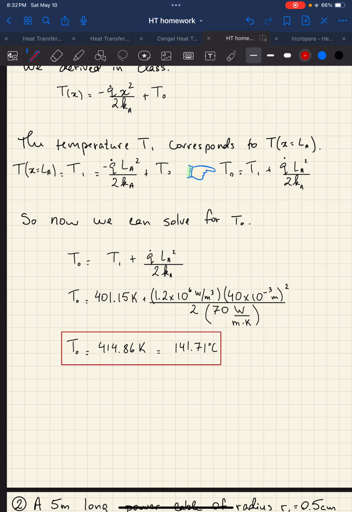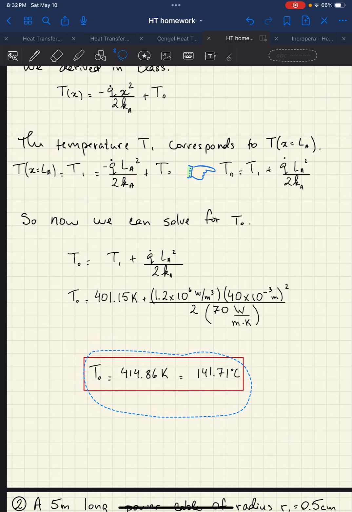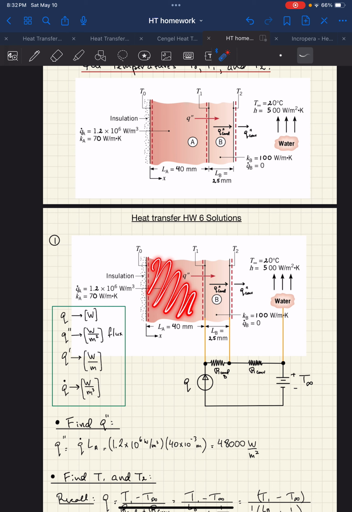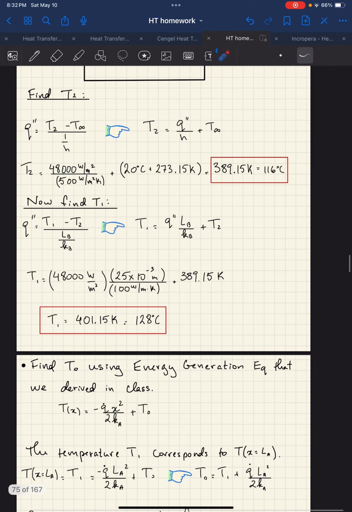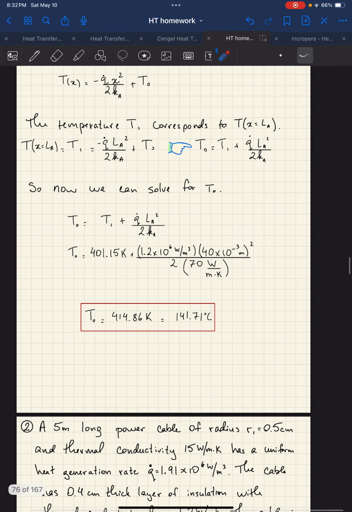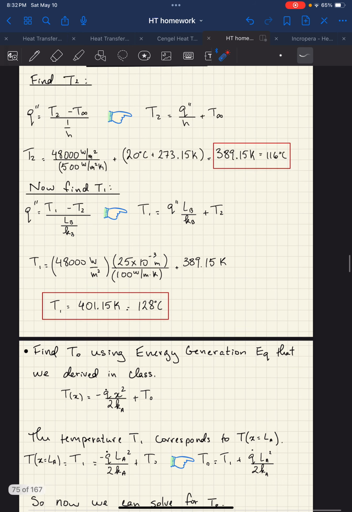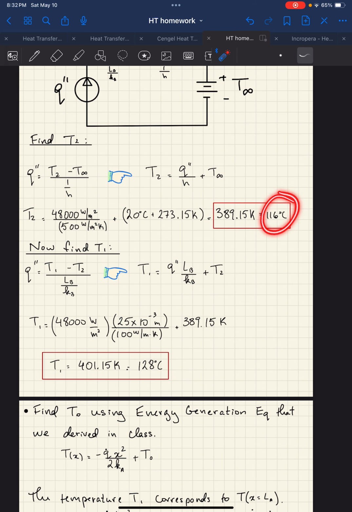Another thing I like to tell my students is to ask themselves if the answers that they got make sense, right? So if you think about it, this material is generating heat, and then here is water that's colder, right? We'd assume that this is the highest temperature, this is slightly lower, this is lower. So let's see if that makes sense. The temperature T0 is the highest temperature at 141 Celsius. T1 is a little bit less at 128, and finally the temperature near the water is 116 Celsius. So it makes sense.